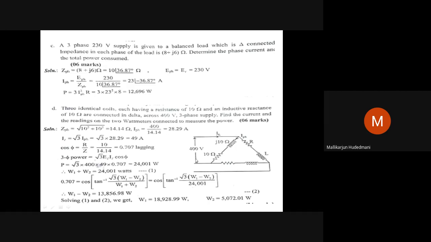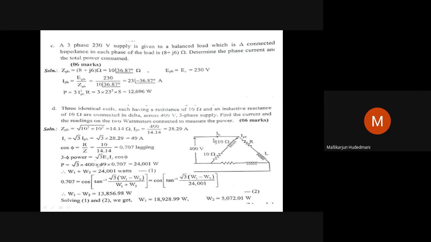So impedance per phase is what? Square root of 10 square plus 10 square, 14.14. What is the current in each phase? Phase voltage divided by phase impedance. So phase voltage and line voltages are the same in delta. It will become 400 divided by Z. It becomes 28.29. So this is the current in each arm.